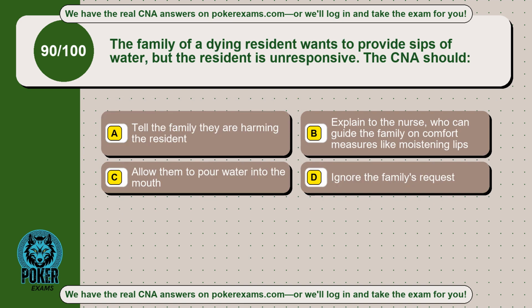Question 90. The family of a dying resident wants to provide sips of water, but the resident is unresponsive. The CNA should: Option A, tell the family they are harming the resident. Option B, explain to the nurse, who can guide the family on comfort measures like moistening lips. Option C, allow them to pour water into the mouth. Option D, ignore the family's request.